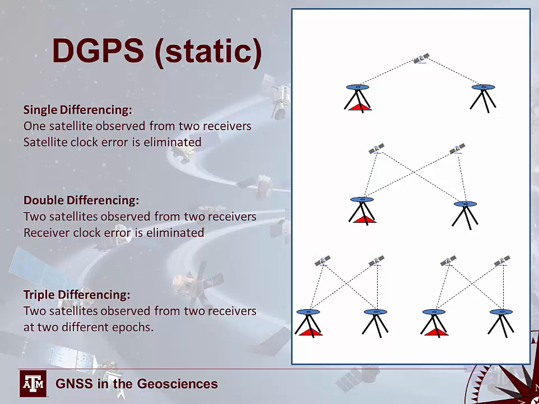Static DGPS surveys, there are several different types. There's single differencing, where one satellite is observed from two different receivers. In that case, only the satellite clock error is eliminated. The receiver clock error is not eliminated. You also have double differencing, where at least two satellites are observed from two receivers, and in this case the receiver clock error is eliminated. There's also triple differencing, where two satellites are observed from two receivers at two different points in time, or epochs.